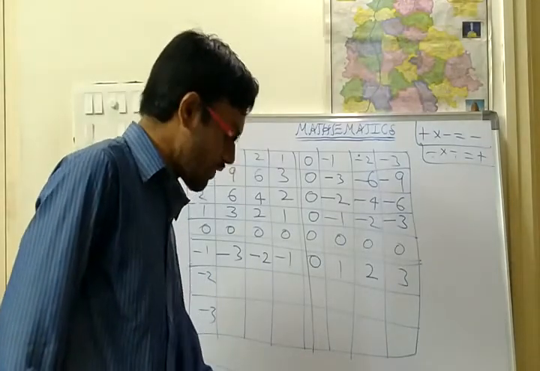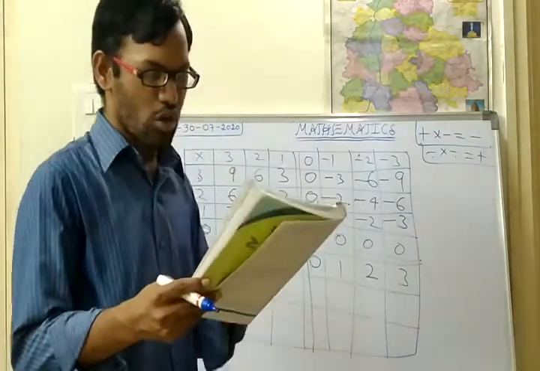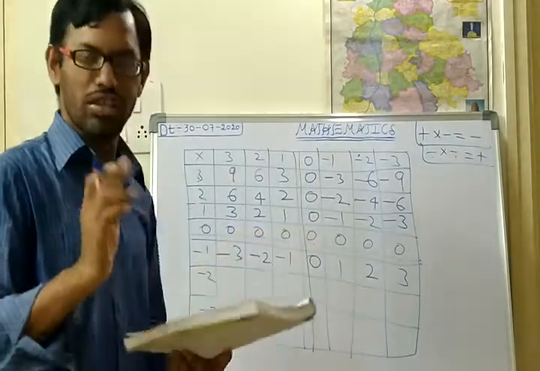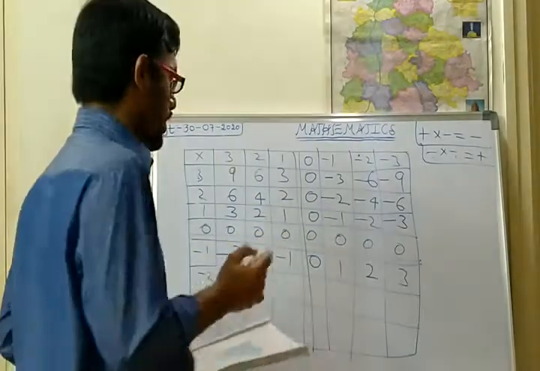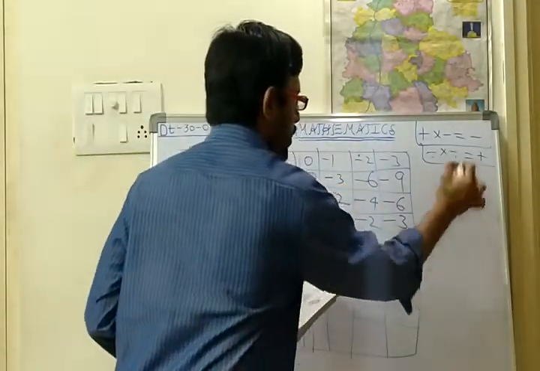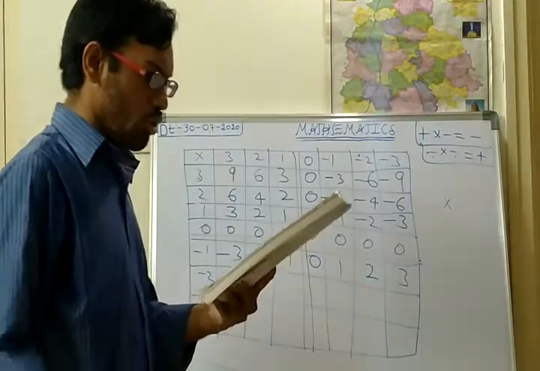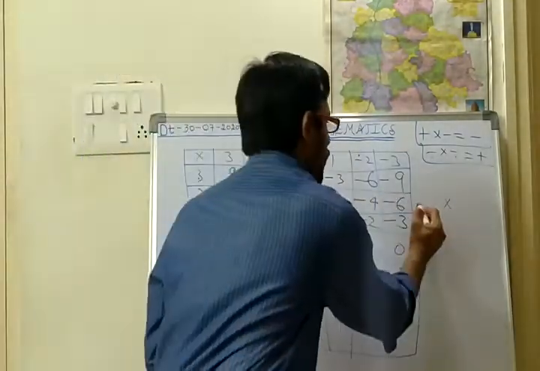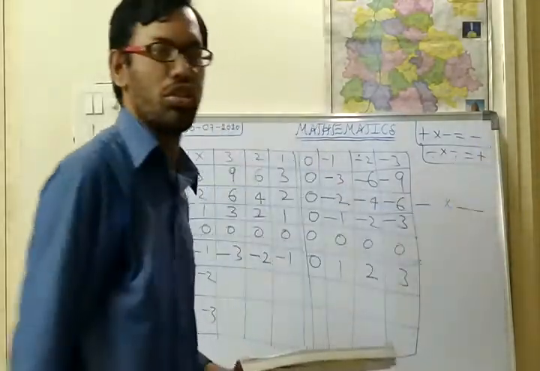The first question is: is the product of two positive integers always a positive integer? So take the product of two positive integers. One is a positive integer, another one is a positive integer.